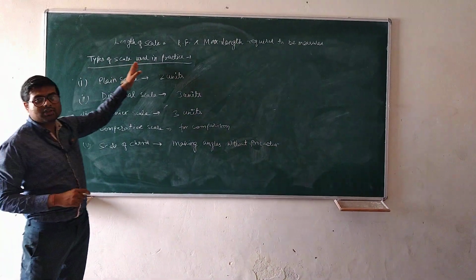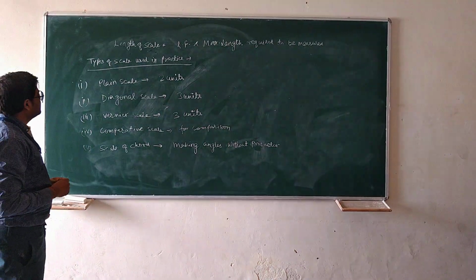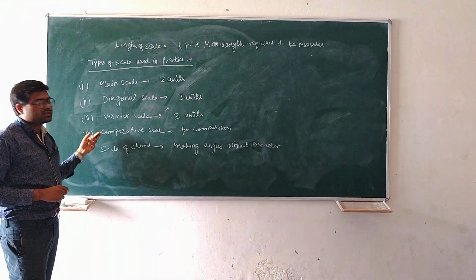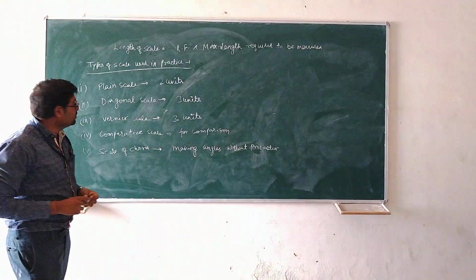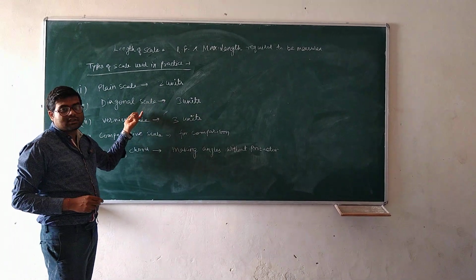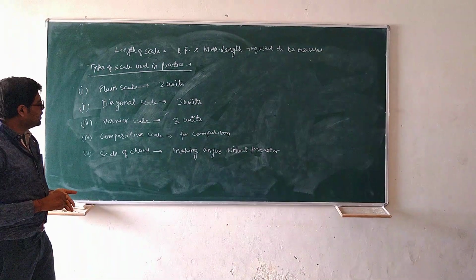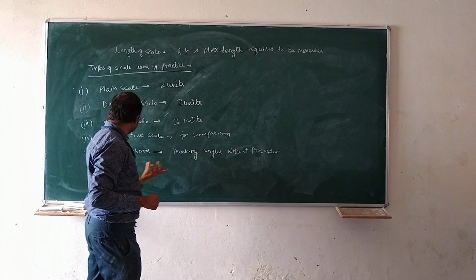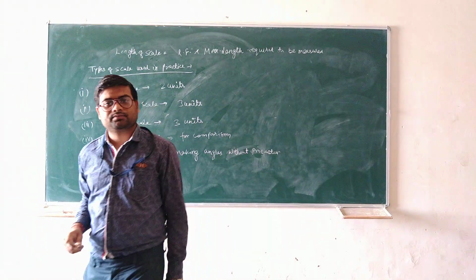Types of scale used in practice. There are 5 types of scale which are used in practice. First one is plain scale, second is diagonal scale, third vernier scale, fourth is comparative scale, and fifth is scale of chords. The plain scale is used to measure up to 2 units. Diagonal scale is used to measure up to 3 units, and vernier is also used to measure up to 3 units, and comparative scale is used for comparison, and scale of chords is used for making angles without a protractor.